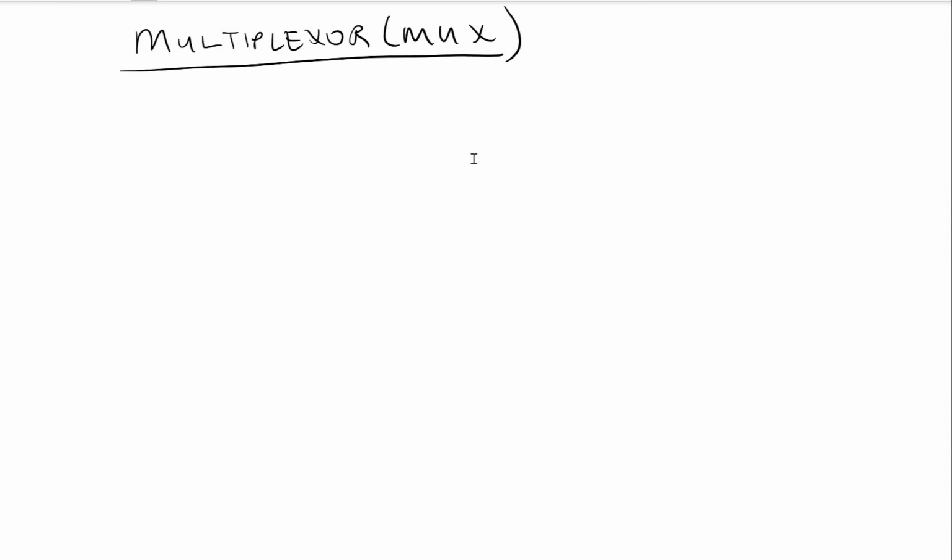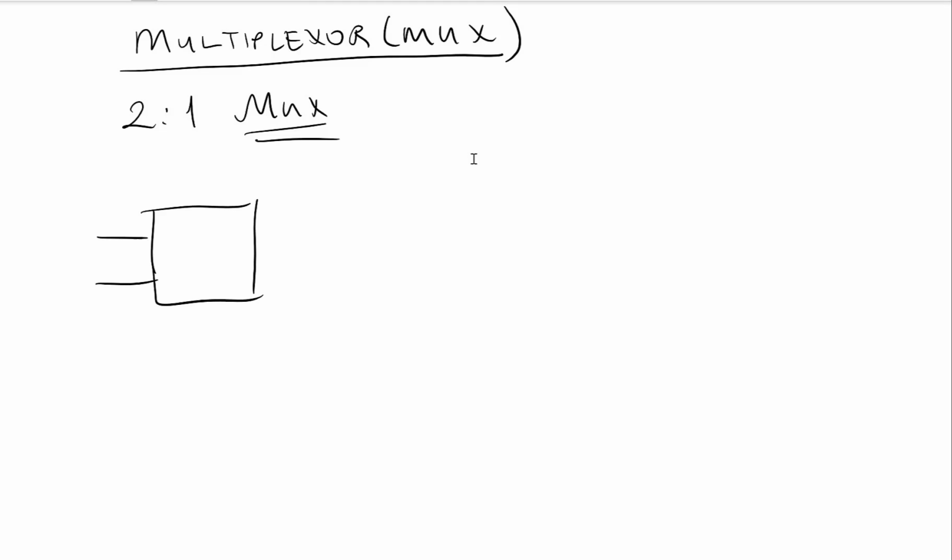So now we will start a new section, a new combinational circuit which is called a multiplexer, or we will call this a mux for short. So let's start from a 2 to 1 mux. A multiplexer is a circuit that selects one of the inputs. In this case we have two inputs, let's say I0 and I1, and a select signal here, I will call it S0, and my output is Z.